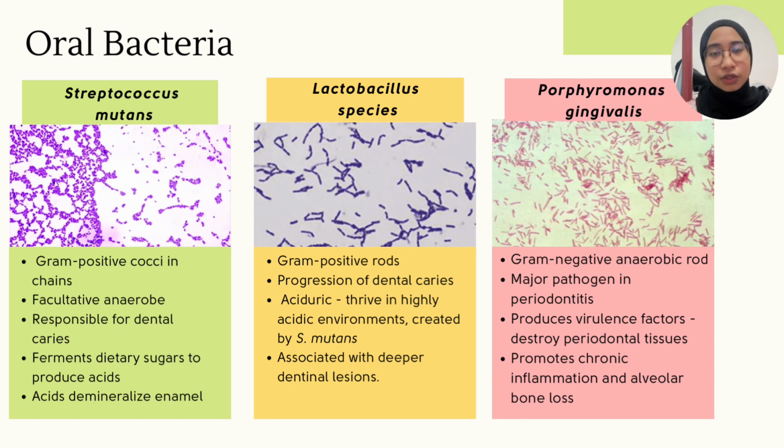Next, moving on to the Lactobacillus species. Lactobacillus species is a gram-positive rod. Unlike Streptococcus mutans, Lactobacillus species is mainly involved in the progression of dental caries rather than the initiation. They are aciduric, which means they can survive and grow in highly acidic environments. These acidic conditions are often created by Streptococcus mutans.